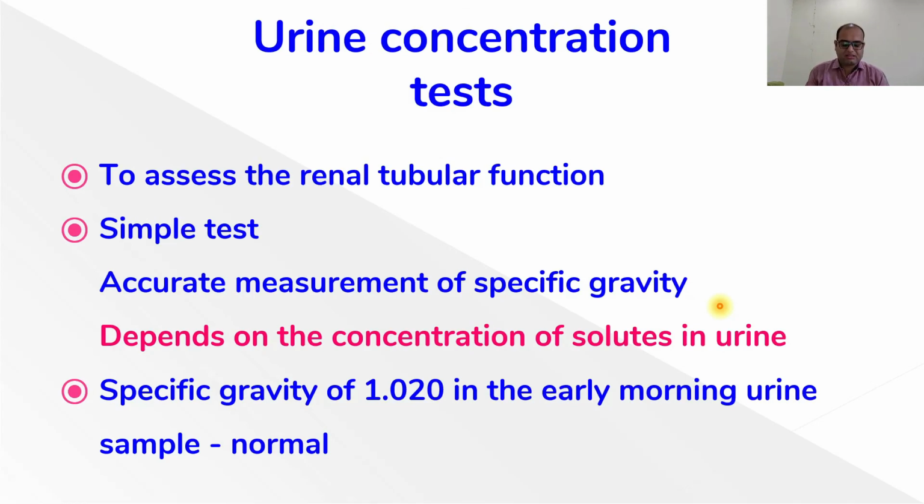As we have discussed, the urine is a very concentrated component. Everything is filtered out, and almost everything is reabsorbed back. Only waste products are getting out. So if we can measure those waste product concentrations through specific gravity, it will help assess the capacity of the kidney to concentrate the urine. Normally, a specific gravity of 1.020 in the early morning is considered normal.